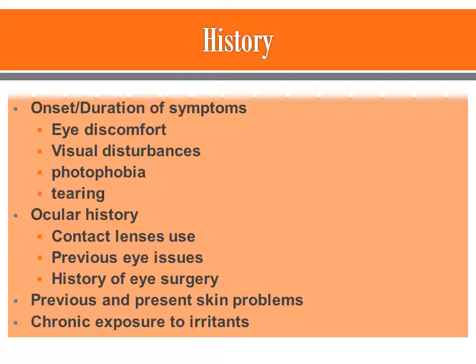So as you're thinking about getting a history on these patients, it's very important that you ask them a couple questions about onset and duration. So your history of present illness should be, how long have you had this? When did it start? Have you had it before? What kind of eye discomfort are you having? Are you having light sensitivity? Are you tearing? Are you having any eye discomfort at all?